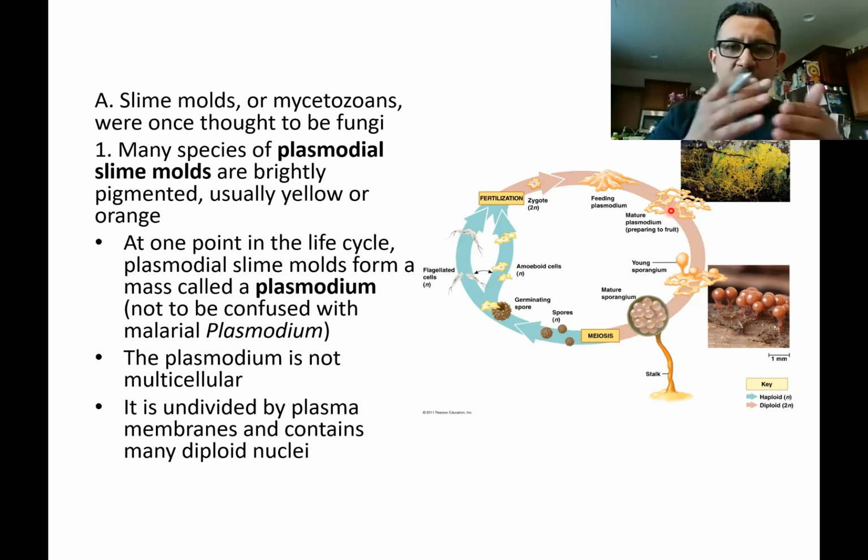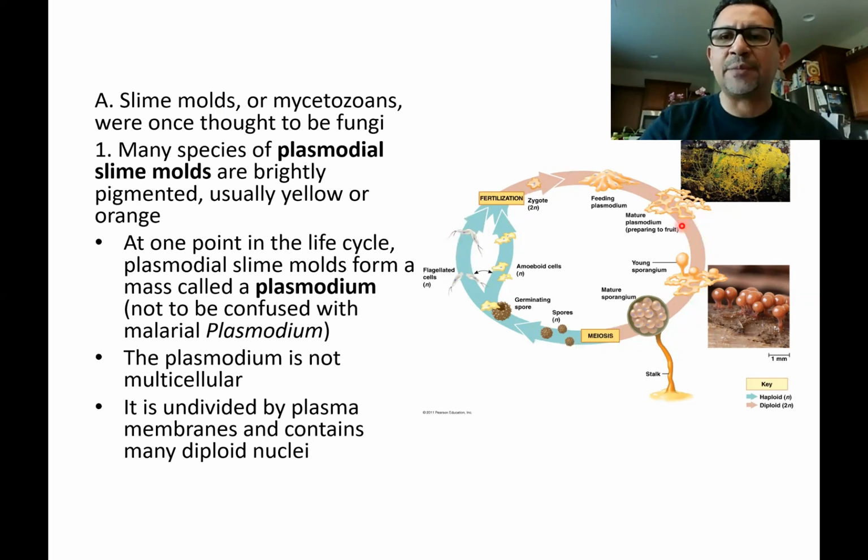However, there is no plasma membrane dividing the cells. A close inspection will reveal it's like a huge mass of cytoplasm, and there are going to be many diploid nuclei in every one of these mesh-like network types of acellular slime mold.